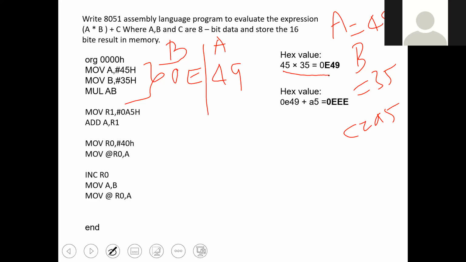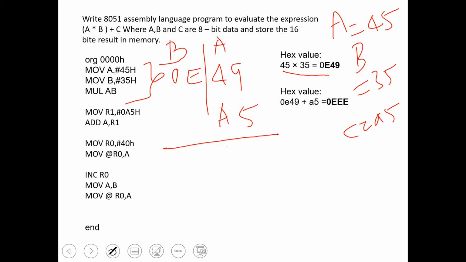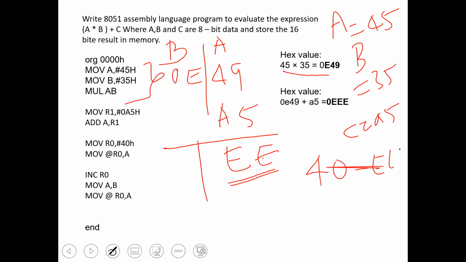Okay. So now what happened? I am going to add my C register value. What is my C register value? A5. So I have to add this too. After adding this, what is my answer? EE I will get. This and all I have assumed. Then this EE should move to where? 40. So the 40th location, I am moving my EE value.